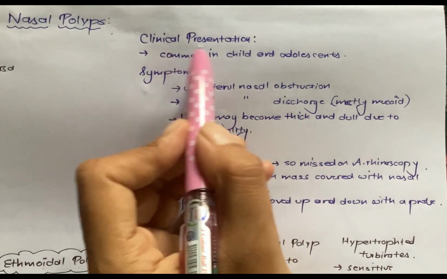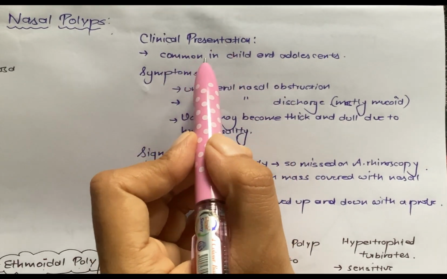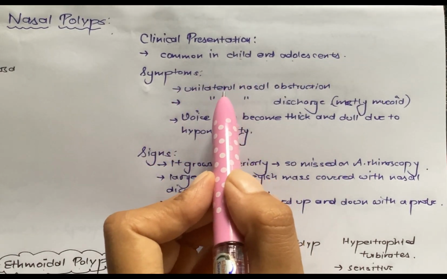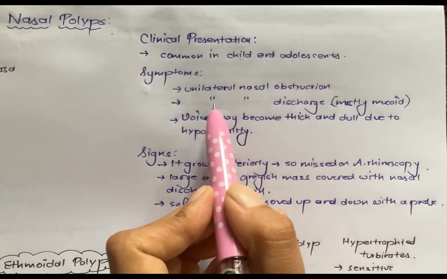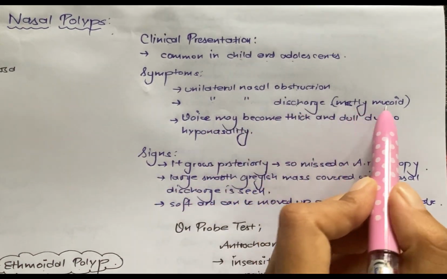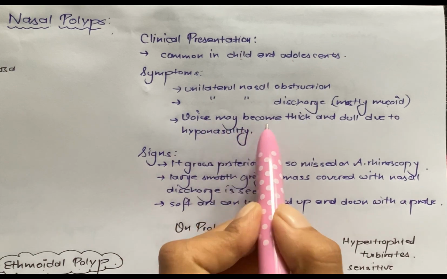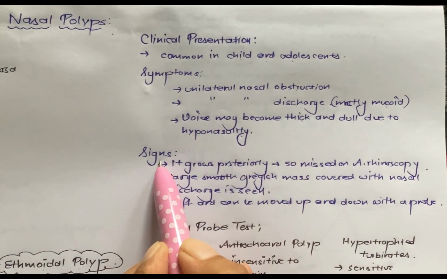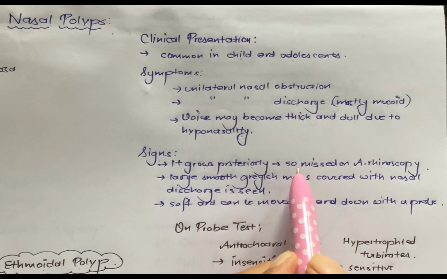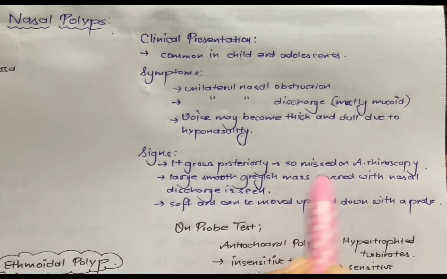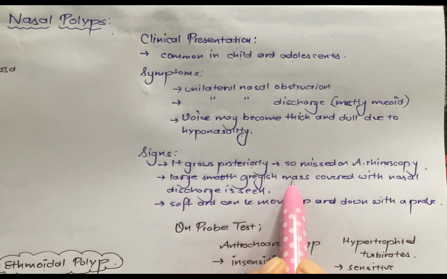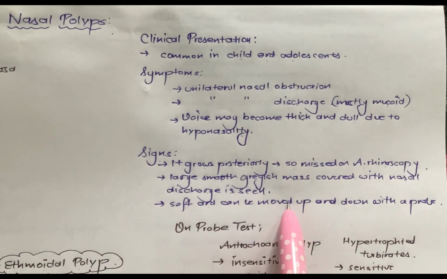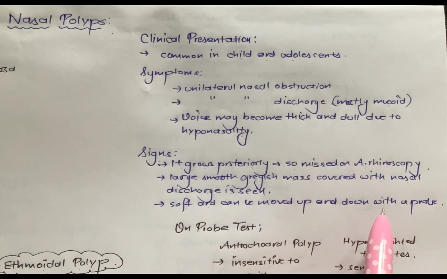Moving on to the clinical presentation, it is most commonly seen in children and adolescents. The patient presents with unilateral nasal obstruction and unilateral nasal discharge, mostly mucoid, and the voice may become thick and dull due to hyponasality. Talking about the signs, it goes posteriorly, so it is missed on anterior rhinoscopy. It is a large, smooth, greyish mass covered with nasal discharge, and it is soft and can be moved up and down with a probe.